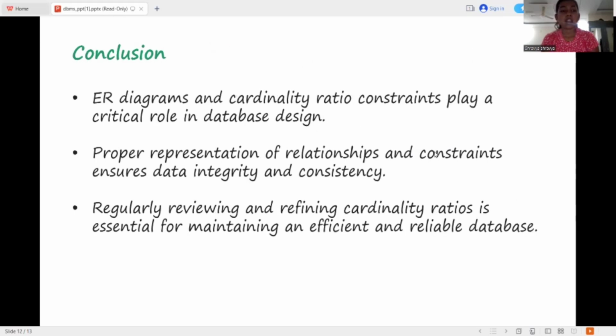When we come to the conclusion of these concepts, ER diagrams and cardinality ratio constraints play a critical role in database design, and the proper representation of these relationships and constraints ensures data integrity and consistency. Regularly reviewing and refining cardinality ratios is essential for maintaining an efficient and reliable database.